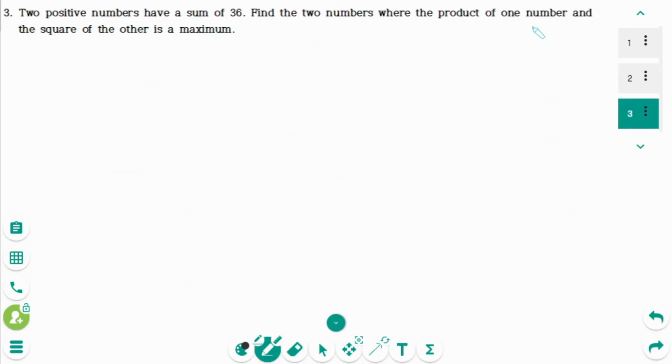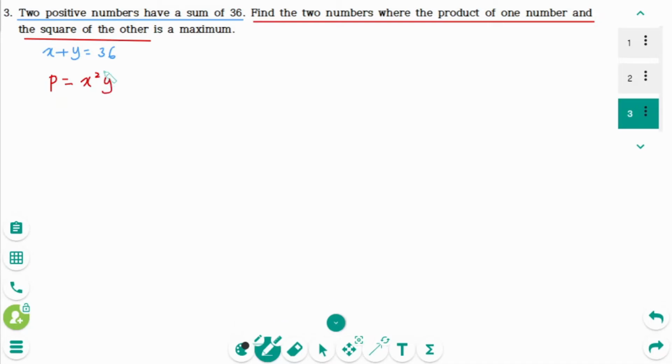This is the third and last question. Two positive numbers have a sum of 36. Let x and y be the positive numbers, such that x plus y equals 36. Find the two numbers where the product of one number and the square of the other is maximum. So p equals x squared y. We want to express p as a function of just one variable, so we eliminate y in terms of x, which is y equals 36 minus x.